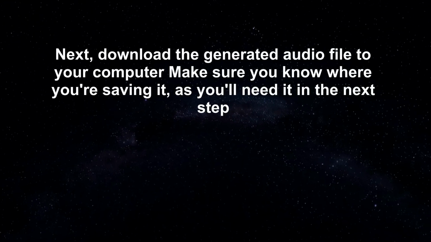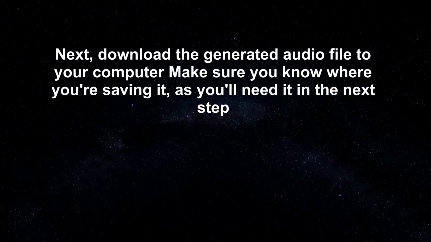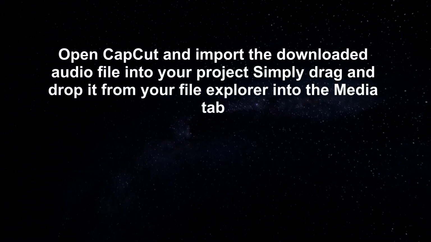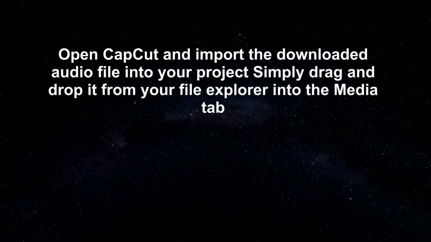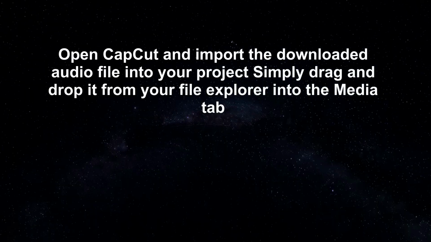Next, download the generated audio file to your computer. Make sure you know where you're saving it, as you'll need it in the next step. Open Capcut and import the downloaded audio file into your project. Simply drag and drop it from your File Explorer into the Media tab.